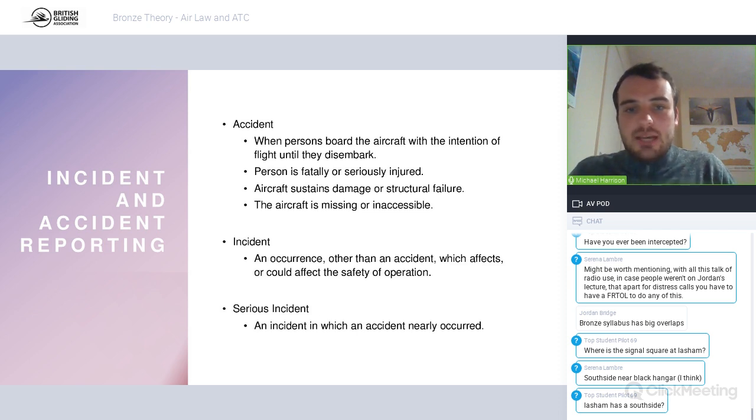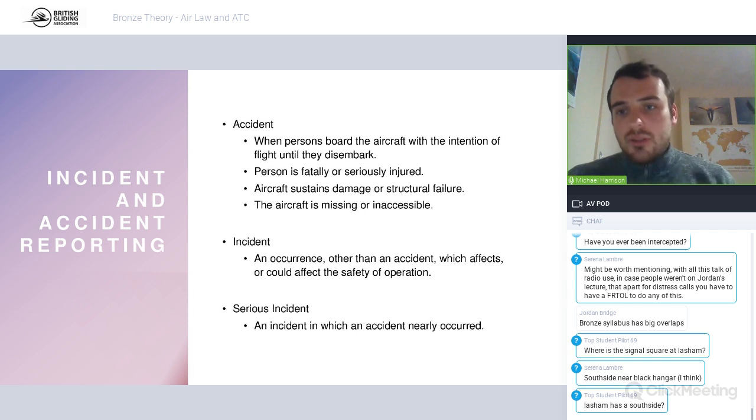But an accident only happens if either the aircraft sustains damage or structural failure, normally so severe that it affects the performance, handling, or structural integrity of the aircraft. Or if a person is fatally or seriously injured, but that doesn't apply if the person was injured by something that isn't the aircraft, like if you punch someone else on board the aircraft, that doesn't count as an accident. Or if somebody is hiding in an area that wasn't intended for people and they get injured, that's also not an accident.